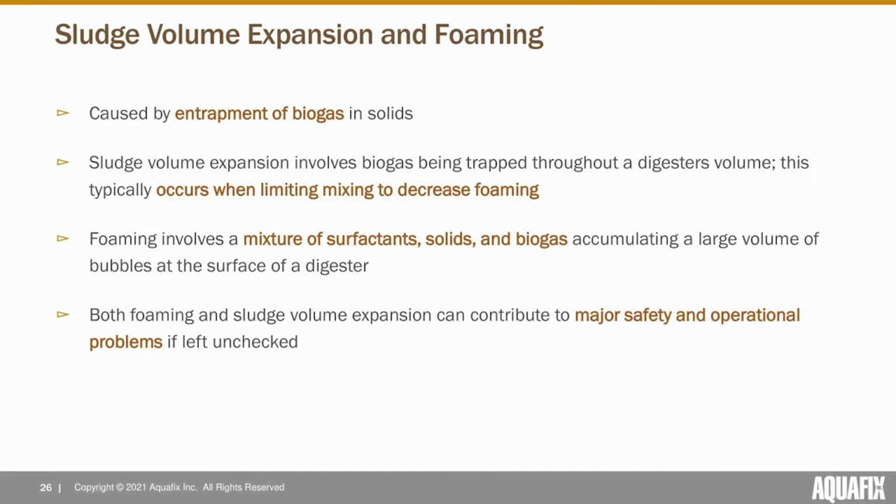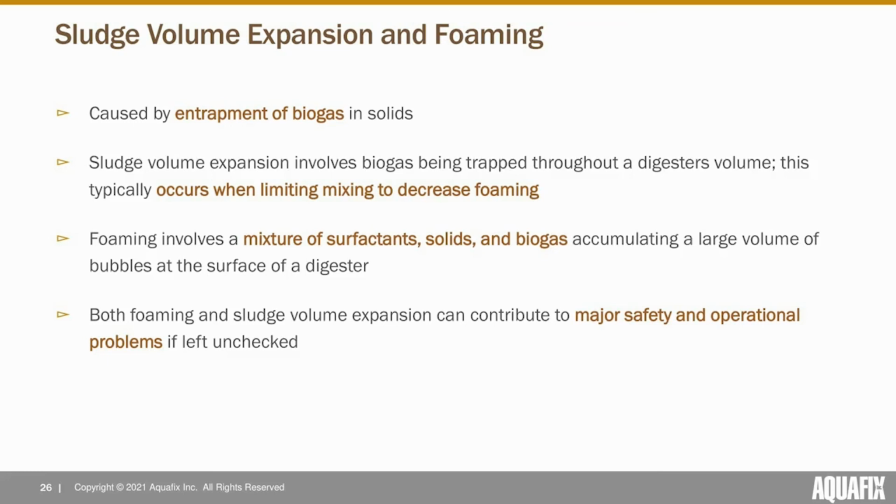So when you're decreasing mixing to correct a foaming event, be very conscious of this sludge volume expansion issue. You need to have enough mixing to keep things taking place, because you'll see the exact same problems in many cases. They'll just be a little bit harder to solve. But foaming, of course, is the more common issue.